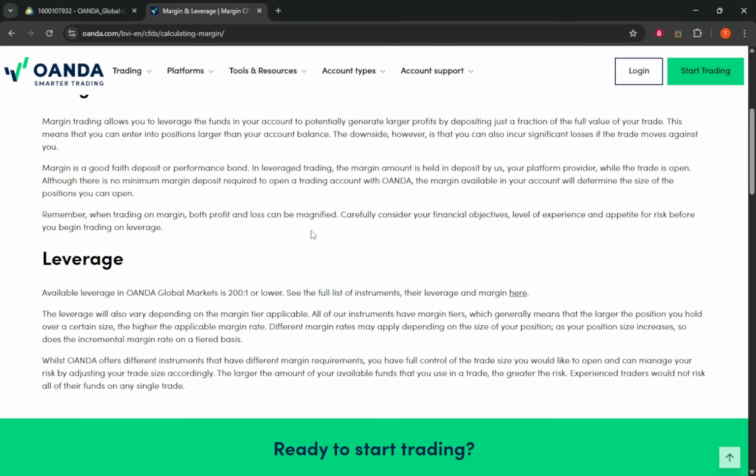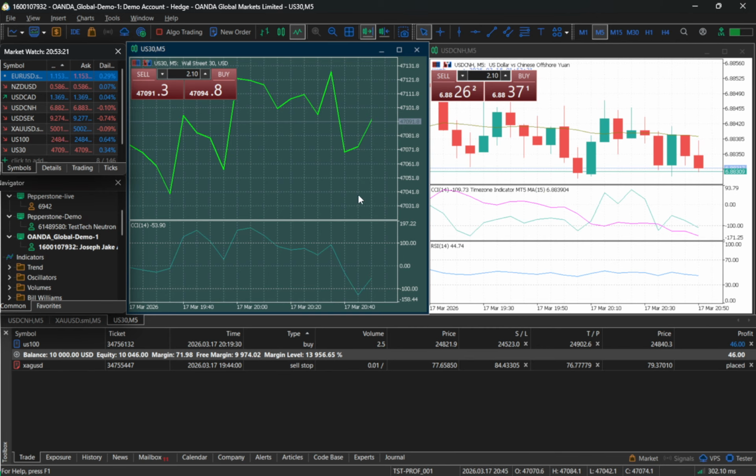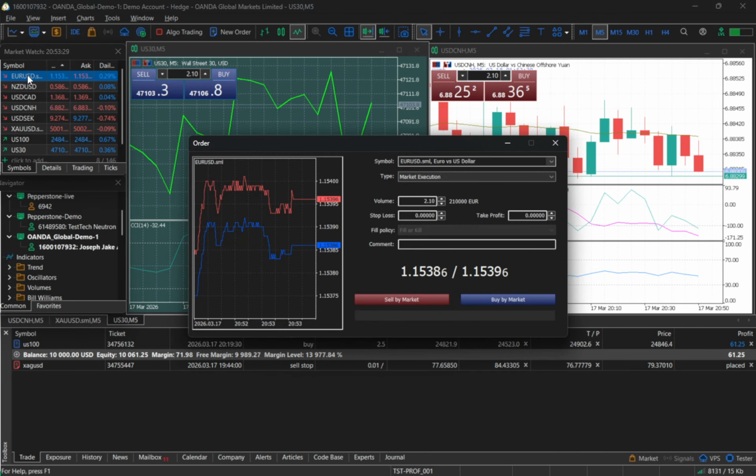Using margin on Oanda is straightforward because the platform handles the mechanics for you. Open the trading platform you use with Oanda, whether that's FX Trade, MT4, or MT5. Choose the instrument you want to trade. This could be a currency pair like EUR-USD, a commodity like XAU-USD, or a crypto pair like BTC-USD, depending on what's available on your account.